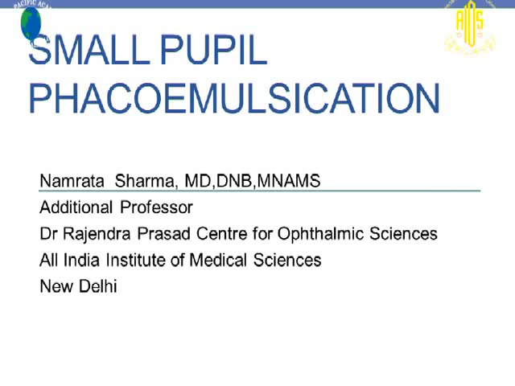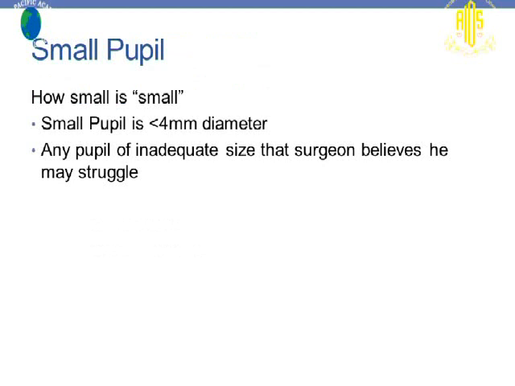Thank you, sir. I will be talking to you about small pupil phacoemulsification, and it is important to define how small is small. Small pupil is generally defined as less than 4 millimeter diameter, but any pupil of adequate size that the surgeon believes he may struggle with is a small pupil.